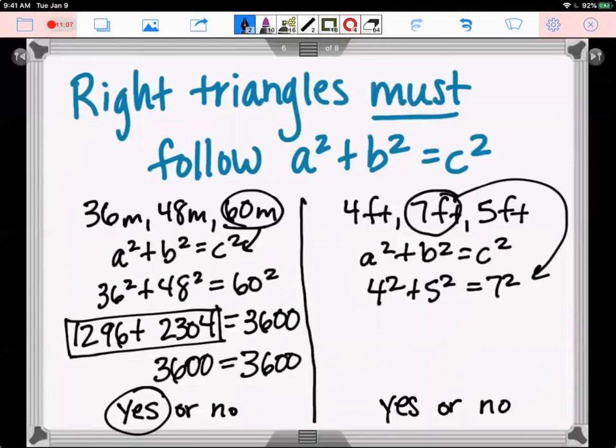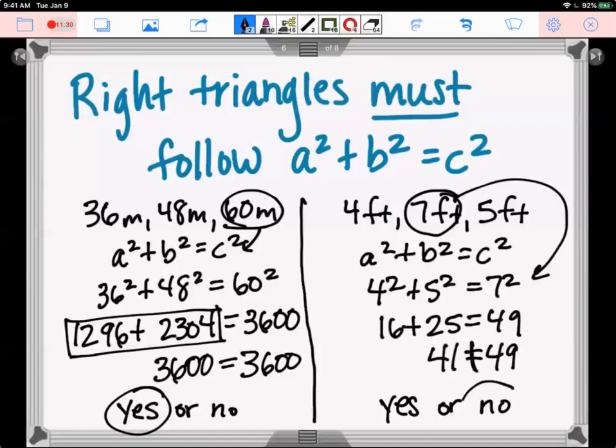All right, what's 4 squared? 4 times 4, 16. What's 5 squared? 5 times 5, 25. What's 7 squared? 7 times 7, 49. And then 16 plus 25 is 41. Does 41 equal 49? No, it does not. So those cannot make a right triangle, right?